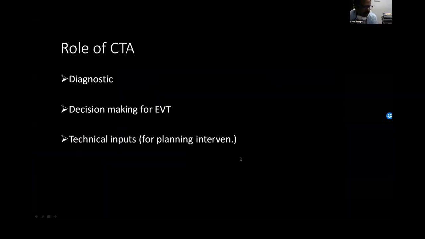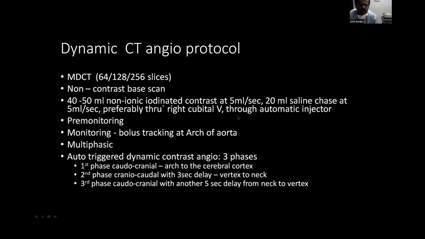CT angiography, I can approach it as three definite roles. One is diagnostic, meaning locating the cause for the stroke, vascular, that is seeing the pipes. Another is decision making in difficult cases, whether to intervene or not, or if you intervene, what type of intervention. And it forms an important factor, giving some technical inputs for the planned intervention. Okay, quickly, I will not go into too many technical details.